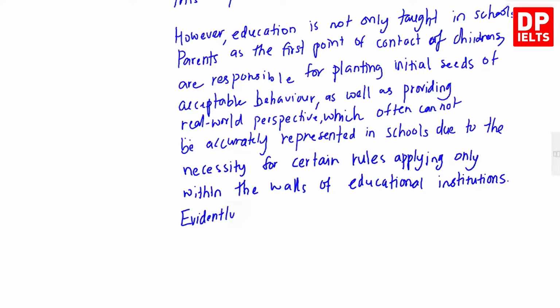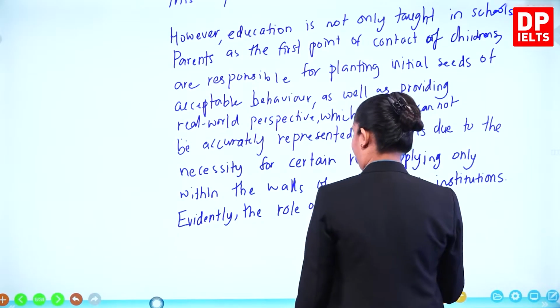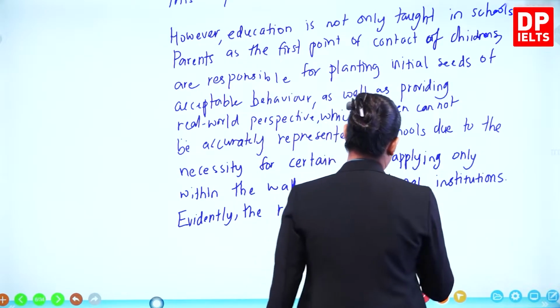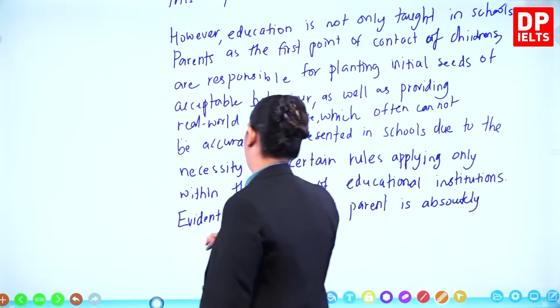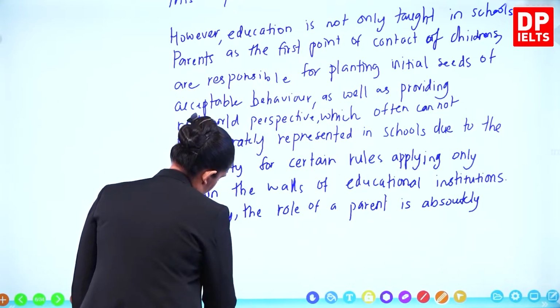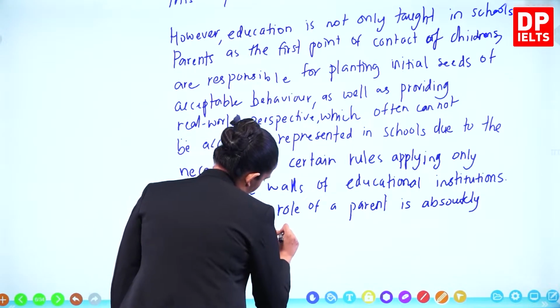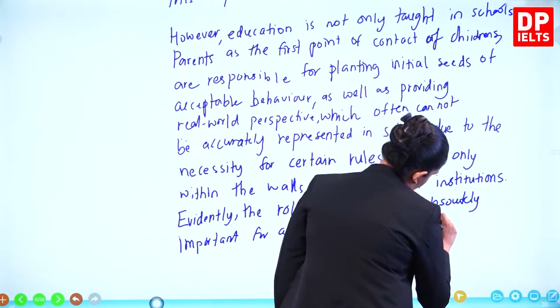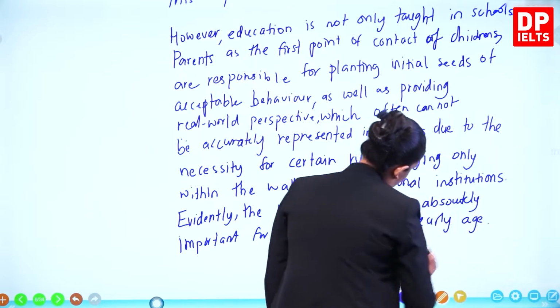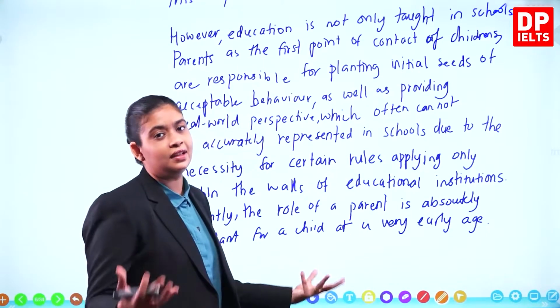Evidently then, the role of a parent is absolutely important for a child at a very early age. Okay, or you can say absolutely important at the early years of a child.